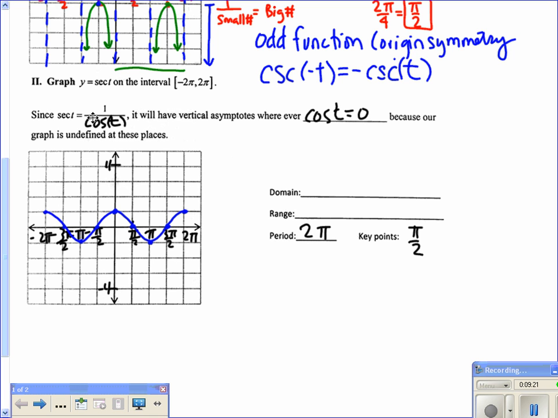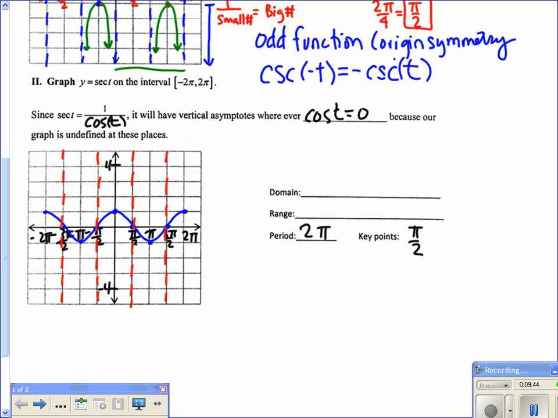Now from this, everywhere cosine is 0, that is where we're going to have asymptotes on our graph. So now if I look here, I have 0 at pi over 2, and at 3 pi over 2, and at negative pi over 2, and negative 3 pi over 2.